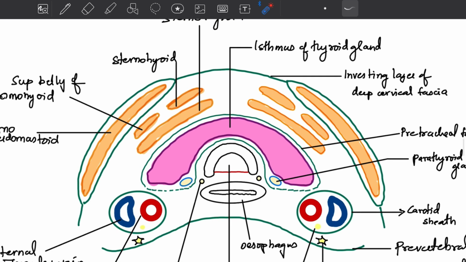This is the investing layer of the deep cervical fascia. This is the pretracheal fascia, which we saw splitting to form the suspensory ligament of Berry, the false capsule. And this is the prevertebral fascia. There will be a vertebra here.